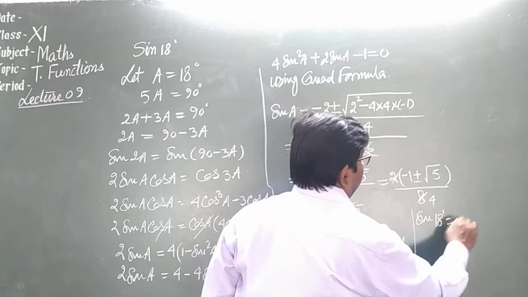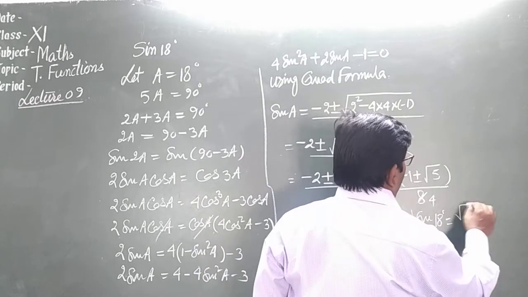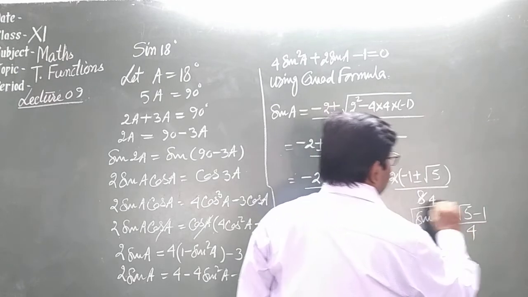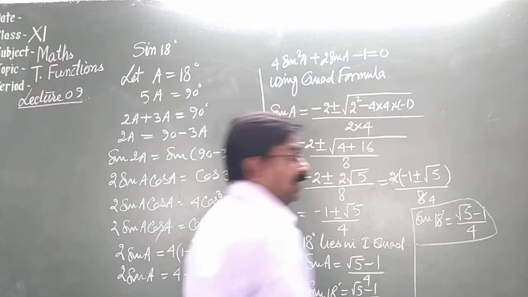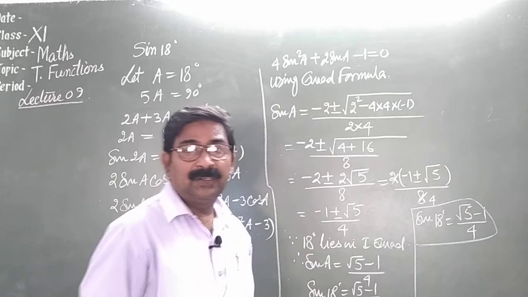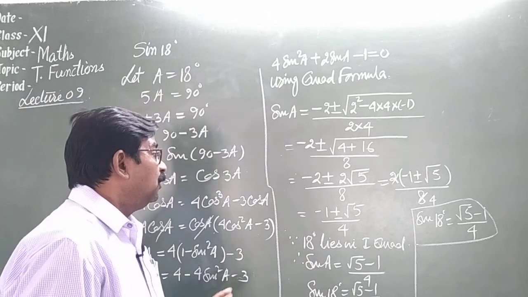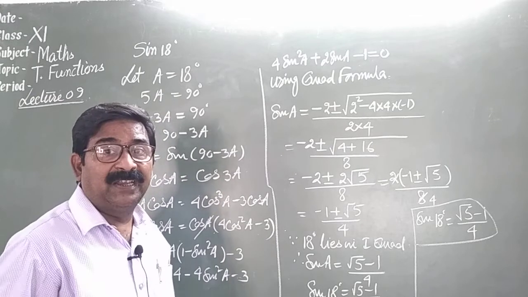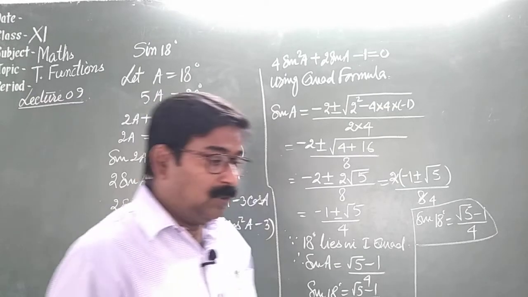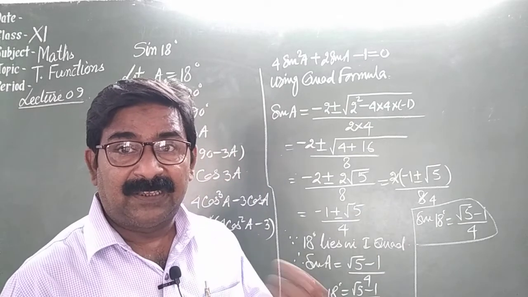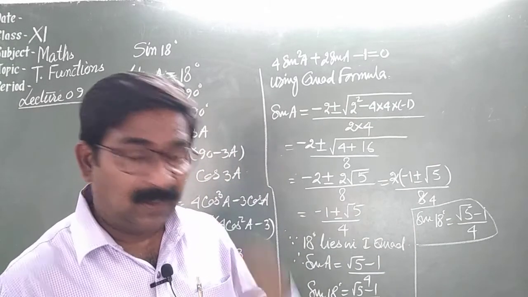Sin 18 degree is equal to (under root 5 minus 1) upon 4. This is the value of sin 18 degree. So this is how we can find the value of sin 18 degree. Now suppose you want to find cos 18 degree, sin 36 degree and other angles also.